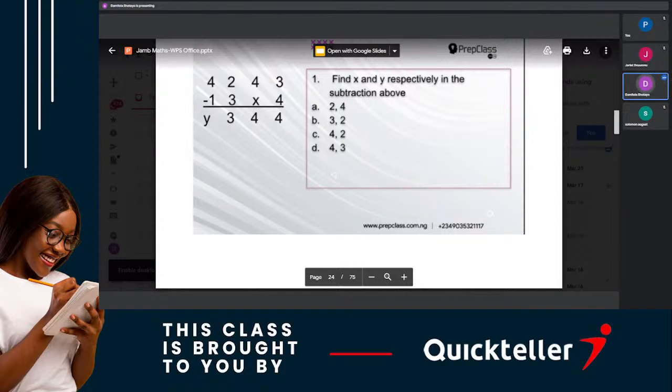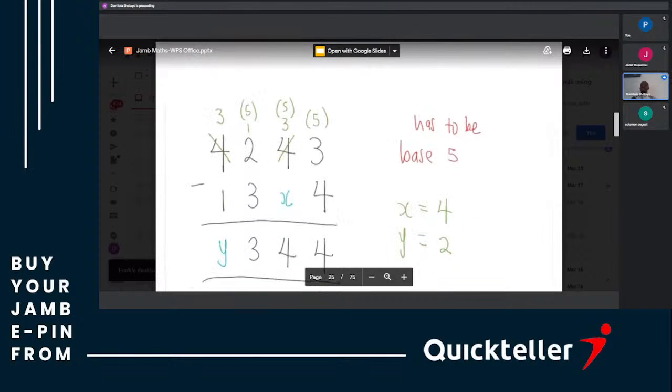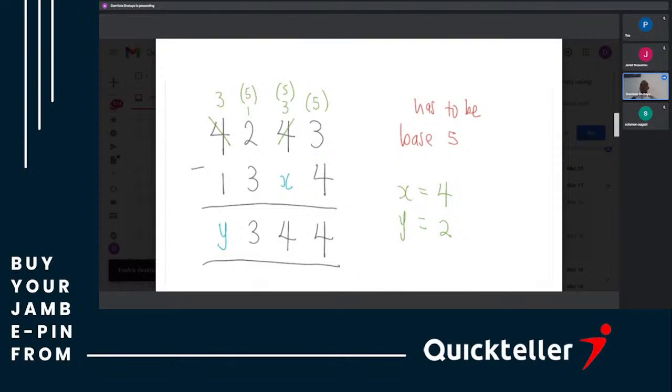If I borrow one from these 2, I'll be left with 1 here. But when the one gets to that 3 remaining in the 4 part, it will change to 5. Now, 5 plus the 3 that was here before. Oh, sorry, I've even done it here. I said that this is base 5 from the beginning. I borrow one from 4. I'm left with 3, but it came here and became 5. 5 plus 3 is 8. 8 minus 4 is 4.